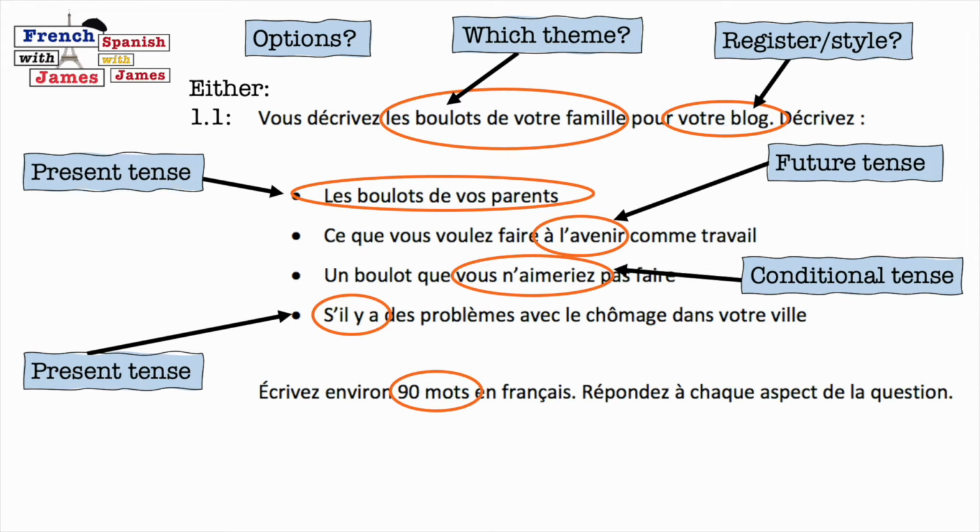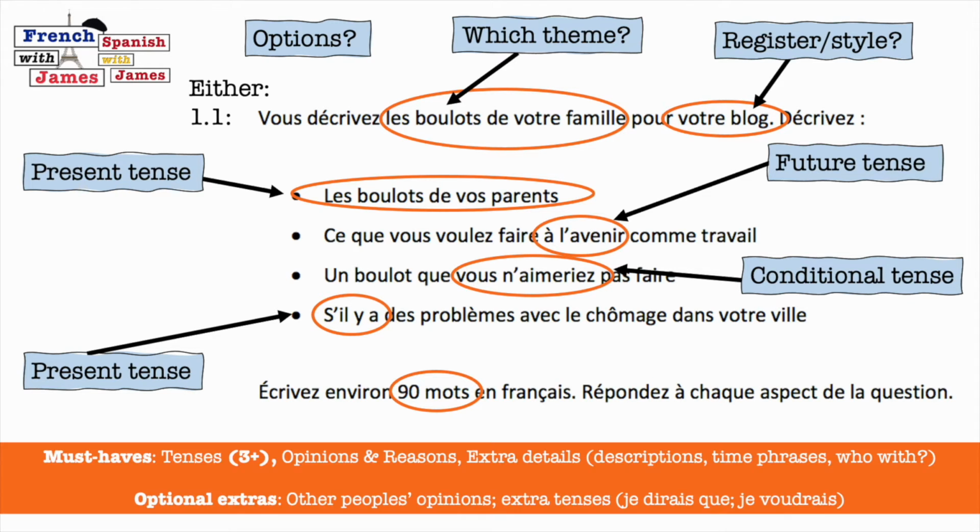If you're a lot under, it probably means you haven't given enough detail and enough information to get the best mark. And if you do go over, it won't gain you extra marks for content, but it could count against you for language if you make mistakes. So try to get more or less around 90 words. The must-haves for this 90-word question are 3 tenses at the very least, and try to explicitly refer to those time frames, hier, l'année dernière, à l'avenir, so that if you get the grammar a bit wrong, the examiner can still see that you're talking about a different time frame.